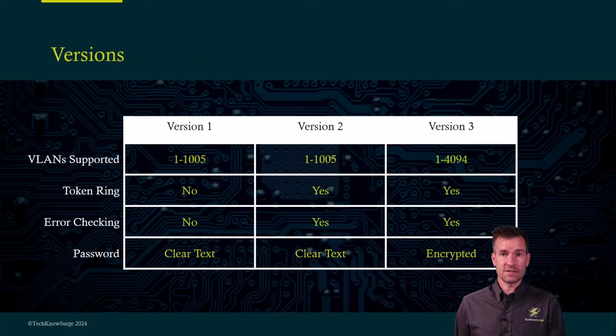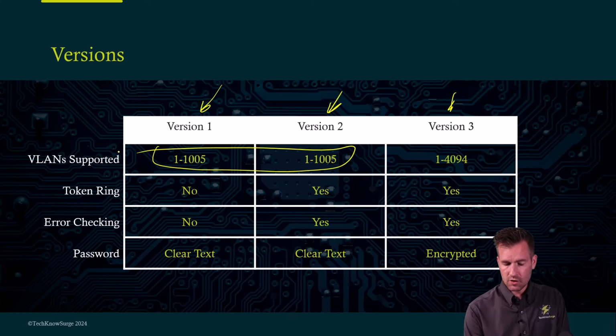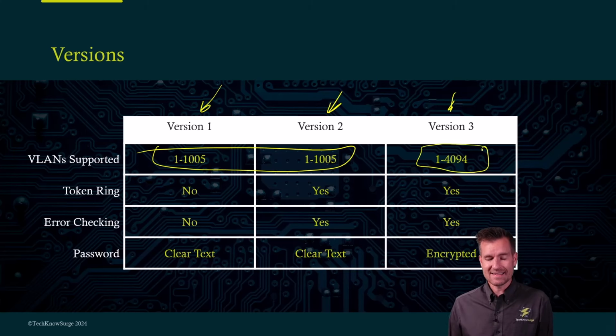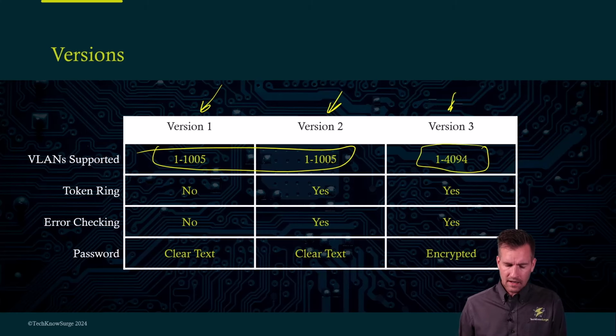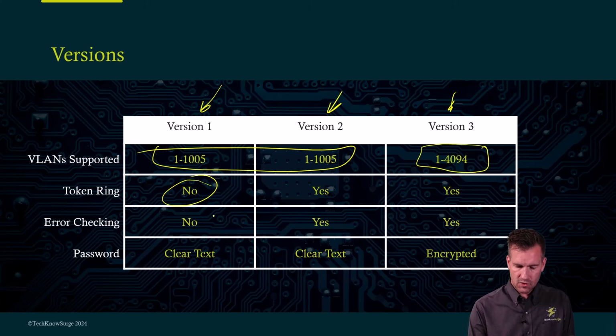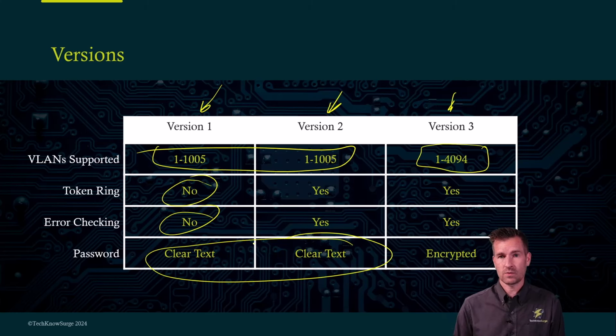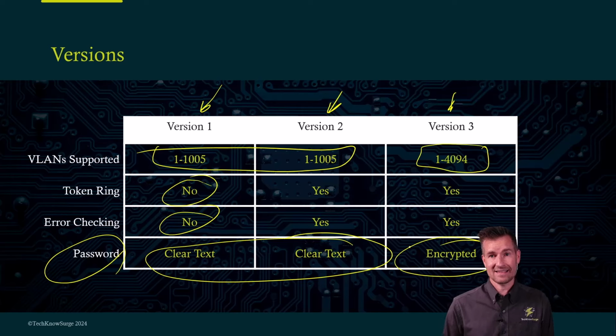And there are different versions of VTP. And I don't have them all listed out here, but here's a few of the version differences between 1, 2, and 3. First of all, the VLANs that are supported, the version 1 and 2 is just 1 through 1005, versus the version 3 has the extended VLANs supported as well. We see that version 1 doesn't support token ring. We see that version 1 doesn't have error checking, and version 1 and 2 have clear text with their passwords. So there's an authentication piece that can happen, and the passwords are sent in clear text, which is not something that we want. So version 3 has it as being encrypted.